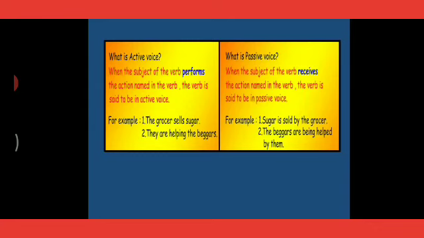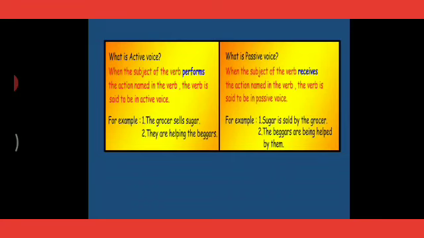For example, the grocer is the subject. The grocer sells sugar. So what is the action of the grocer? What is he performing? He is performing the action of selling. Yes, the grocer sells sugar. So this is active voice. Whenever you see that your subject is doing the work, is performing it, then it is active voice.